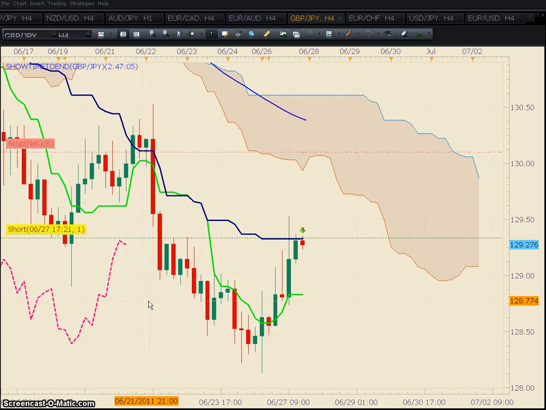All right, traders, I want to go through what I'm looking at real quick, some trades that I'm looking at getting into, and one that I just got into. I got into the Great Britain yen trade just a little while ago.